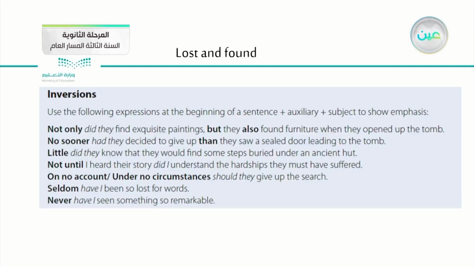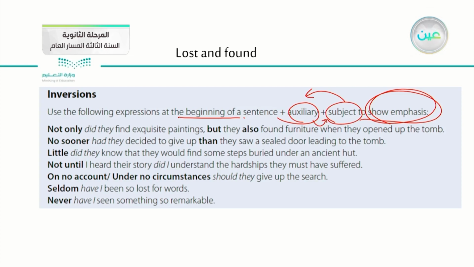The last part is inversions. We use the following expressions at the beginning of a sentence. Then we add an auxiliary, then the subject to show emphasis. So if you want to show an emphasis on something, we use this structure. So the following expression at the beginning of the sentence, we follow it by an auxiliary, then the subject. So the auxiliary comes before the subject.